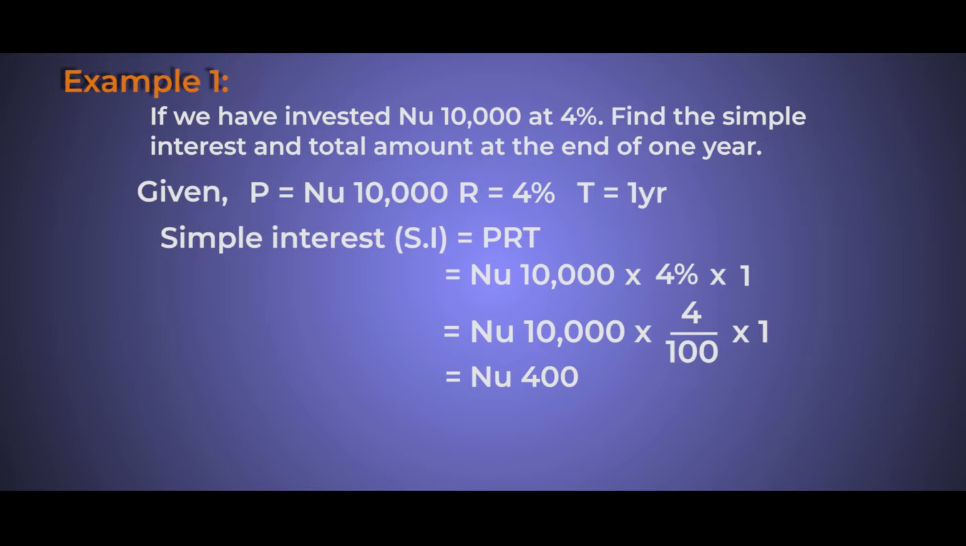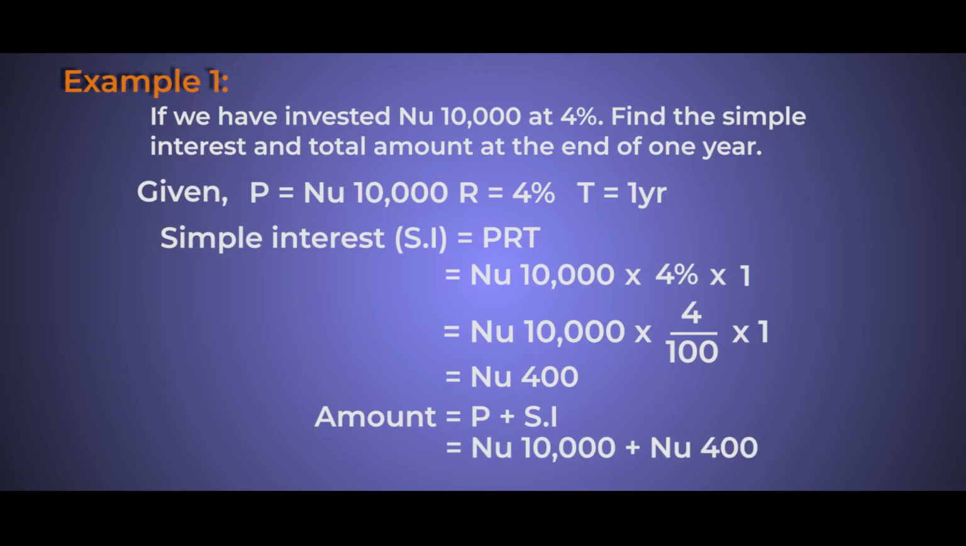Therefore, what is the amount that you are going to get in total after addition of interest? So amount, by the formula, is given as principal plus the simple interest. Therefore, amount is equal to 10,000 plus 400, which is equal to 10,400. Therefore, you can conclude that after 1 year, with your investment of Nu 10,000, you are going to get a total of Nu 10,400. That is how we calculate the simple interest.